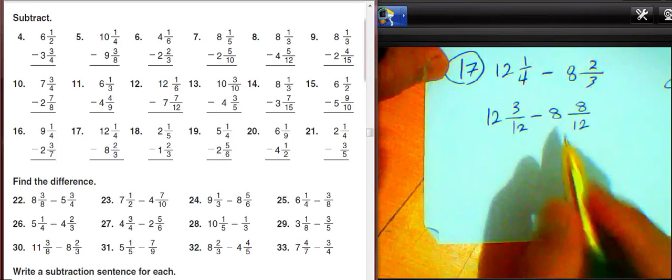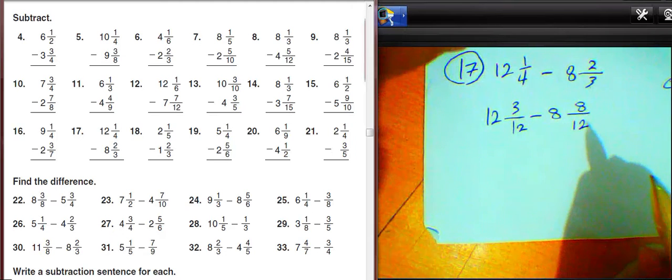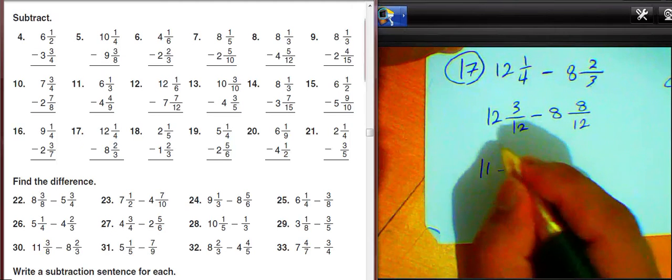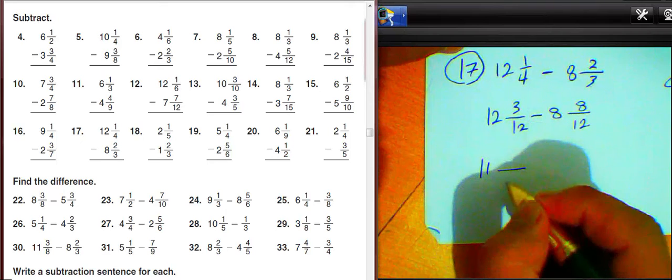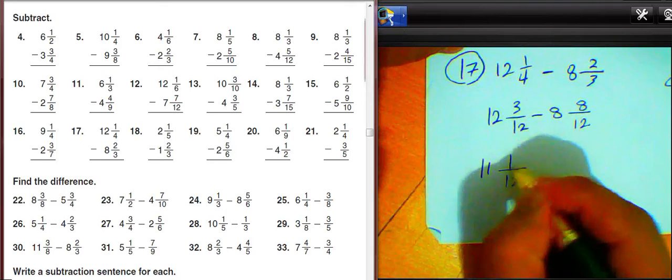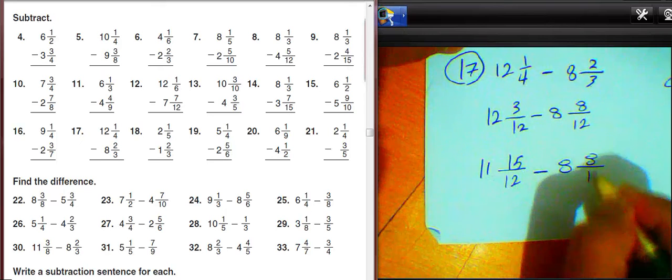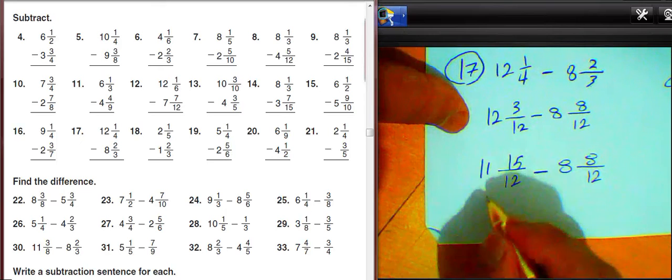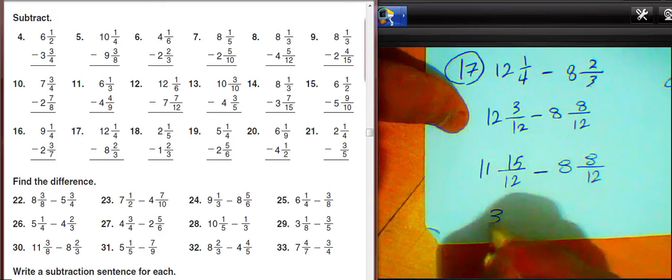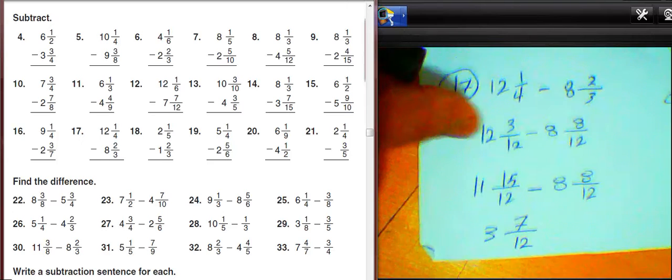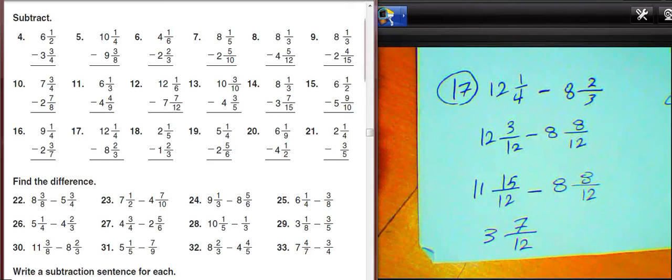3 subtract 8, we can't do this operation, so we must borrow 1 from 12. Sorry, 12 will be 11, and we can write 12 here. 12 plus 3 equals 15. Subtract 8, and 8 over 12. 11 subtract 8 equals 3. 15 subtract 8 equals 7 over 12. So the result will be 3 and 7 over 12.